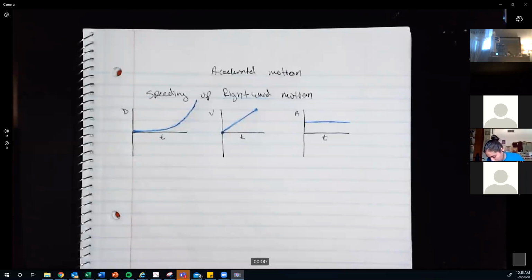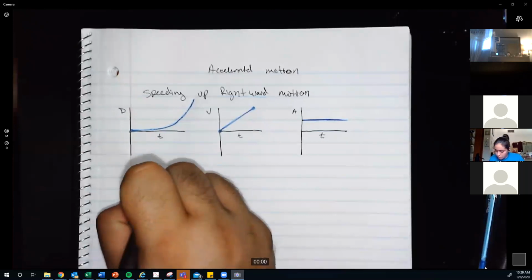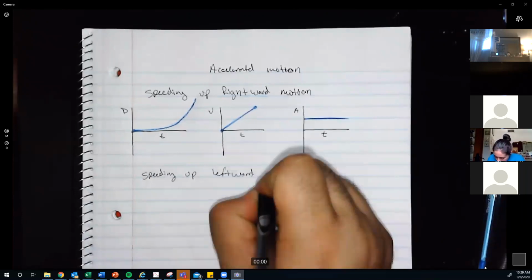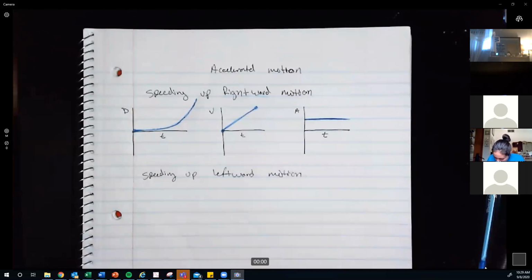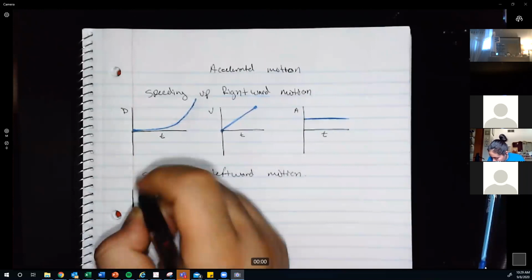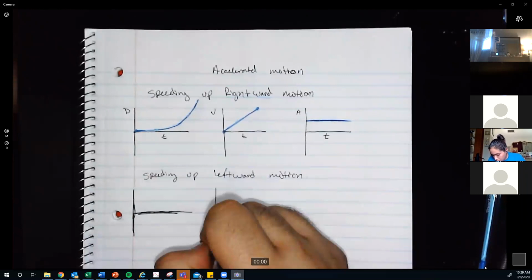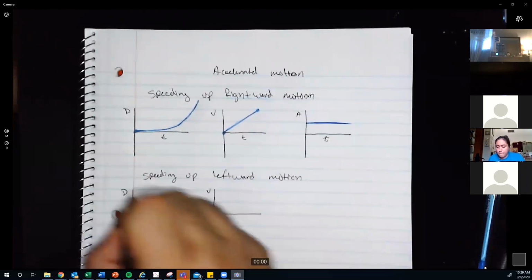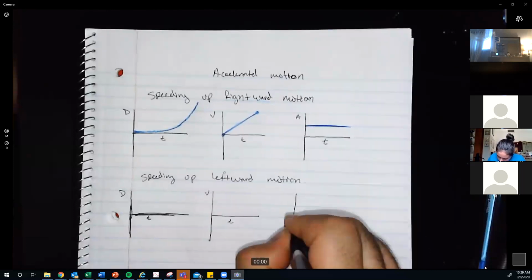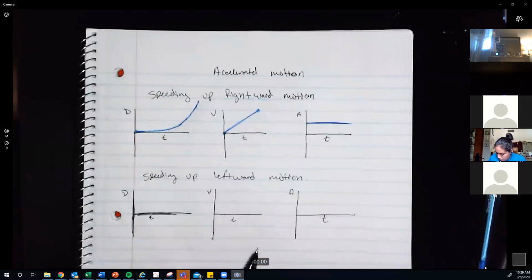Well, what about if we had speeding up in the leftward motion? Well, if we're speeding up towards the left, it's very, very similar. The only thing that's different is the direction in which these lines are pointing. So let's go ahead and just go over those and then we'll call it a day. So looking at each of these, you have displacement time, velocity time, acceleration time.